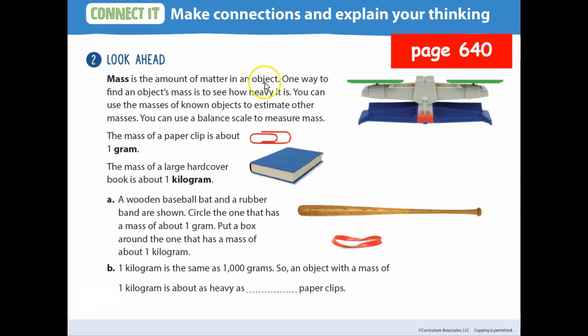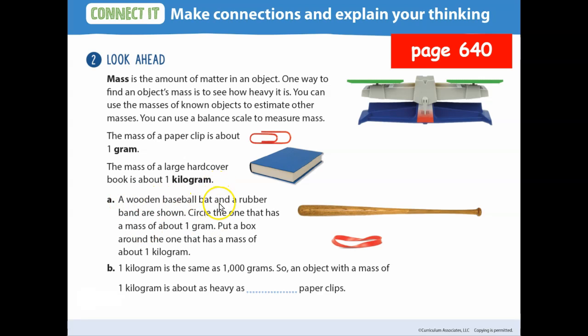So mass is the amount of matter in an object. One way to find an object's mass is to see how heavy it is. You can use the masses of known objects to estimate other masses. You can use a balance scale like this to measure mass. The mass of a paperclip is about 1 gram. The mass of a large hardcover book is about a kilogram, kind of like your math book. That's probably about a kilogram.